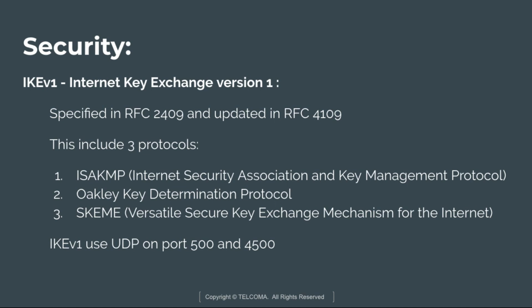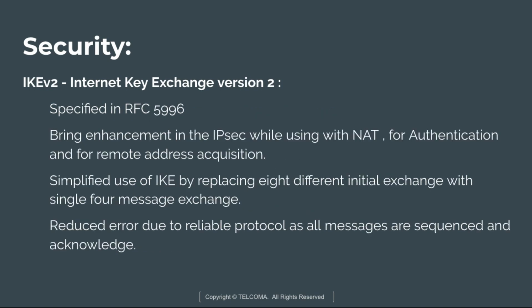IKE version 1 uses UDP on ports 500 and 4500. This is about Internet Key Exchange version 1. The next is Internet Key Exchange version 2. It is specified in RFC 5996 and it brings enhancements to IP security when used with NAT, for authentication and for remote address acquisition.